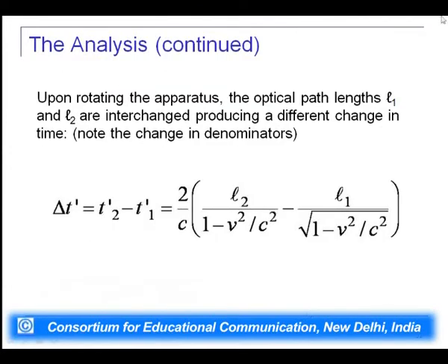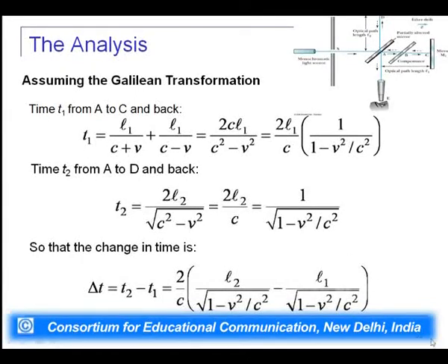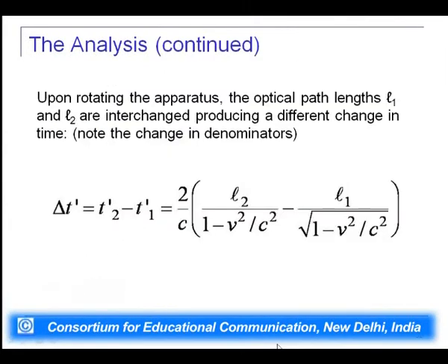Then upon rotating the apparatus, the optical path lengths L1 and L2 are interchanged, producing a different change in the time. Note the change, that is delta t dash, which is equal to T2 dash minus T1 dash, that is 2 by c times L2 by 1 minus v square by c square minus L1 by root of 1 minus v square by c square. Here we don't have a root term in one, and here we have both the terms. That is done parallel to the ether, and this experiment is done at 90 degrees.